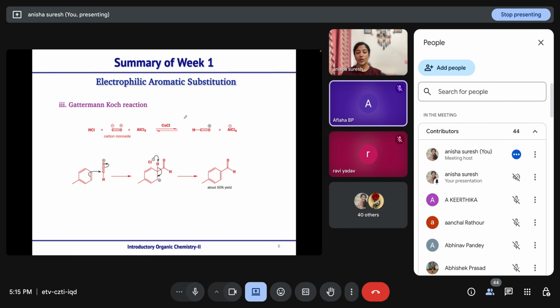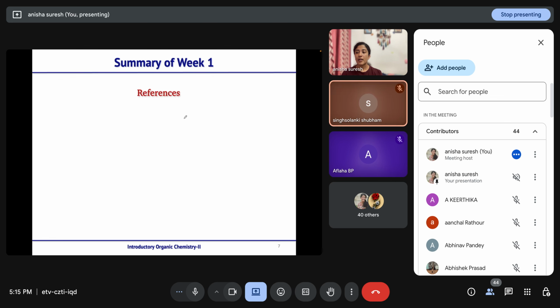Yes, ma'am. Okay. So, for further reference, you can follow Clayden Organic Chemistry, Chapter 3 and Chapter 11 for NMR spectroscopy, and Chapter 22 for electrophilic aromatic substitution reactions. All that was explained in the lectures is clearly mentioned in this book.